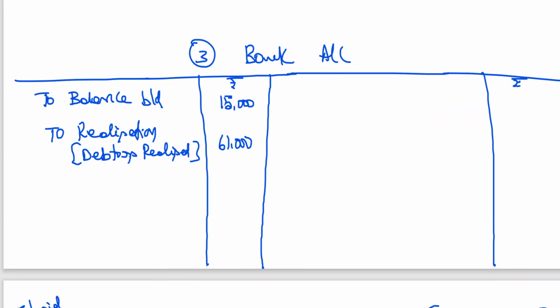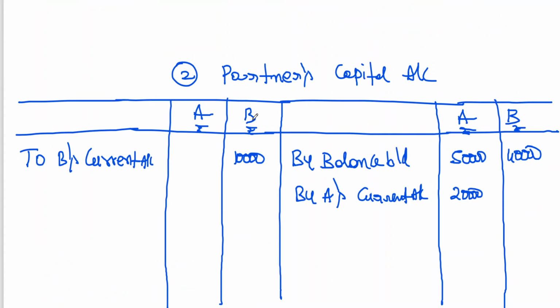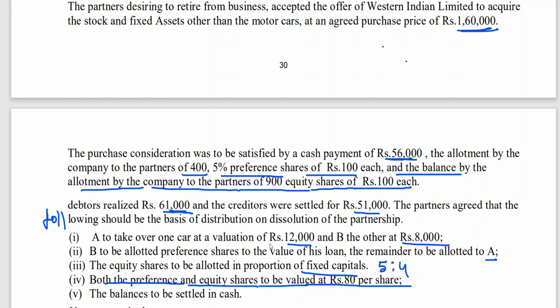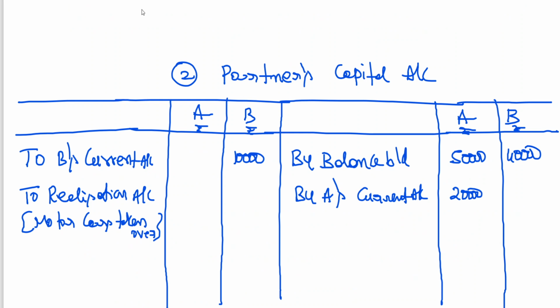Then motor cars taken by partners, entry. Partners capital account debtor to realization. You learn the entries. If you don't remember the entries, if you feel confused, motor cars taken over: A 12,000, B 8,000.